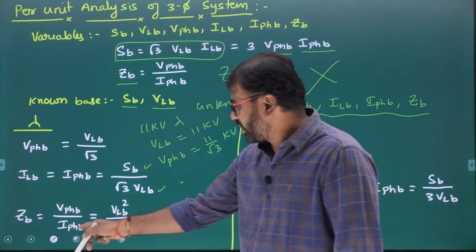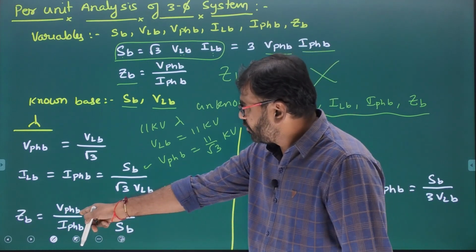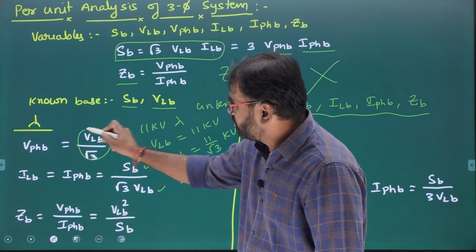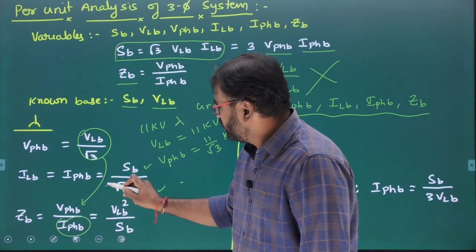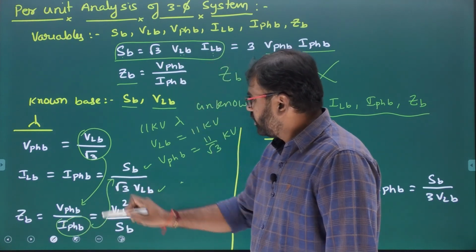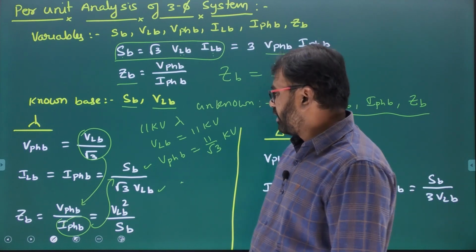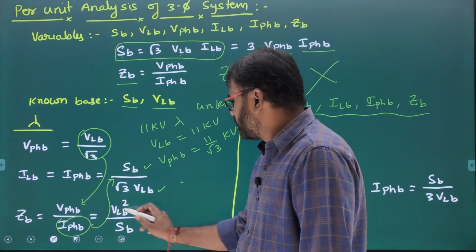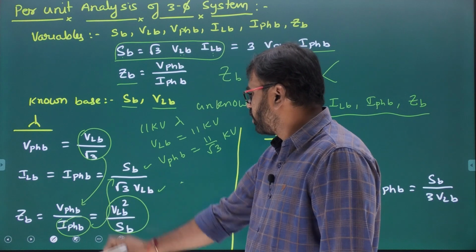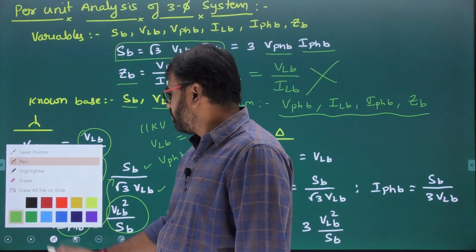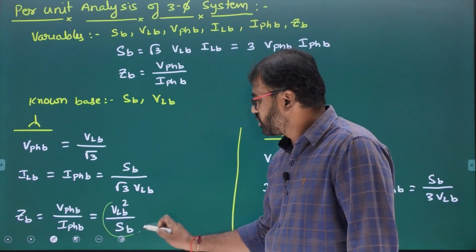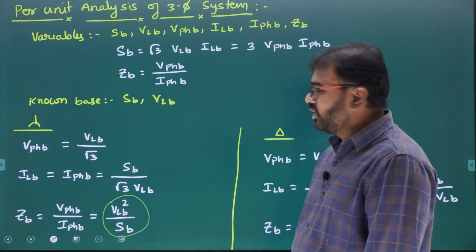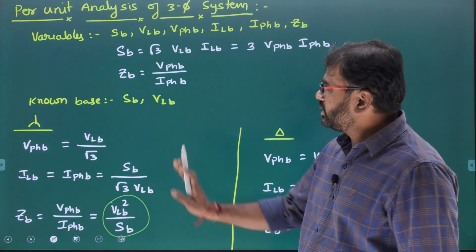Now if you substitute V phase base as V line base by root 3, V phase base is V line base by root 3 here. And I phase base is nothing but S base by root 3 times V line base. Finally we get Z base equal to V line base whole square by S base. So the Z base is V line base whole square by S base. Careful about that. That is the Z base value for star connection.